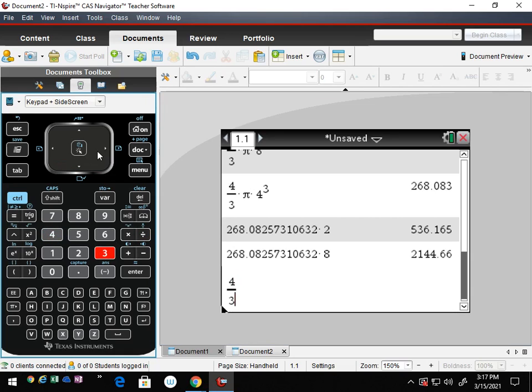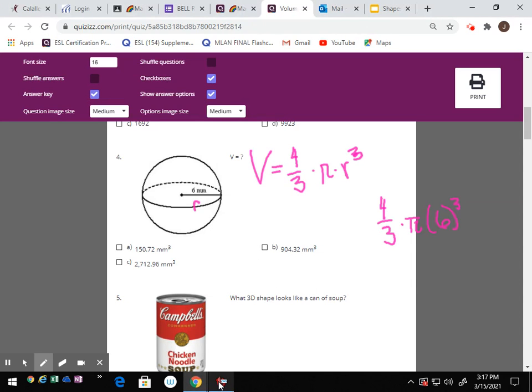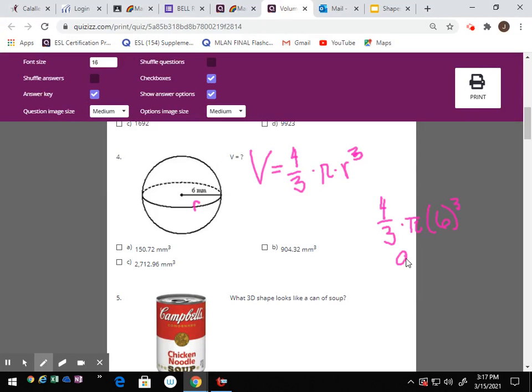4/3 times pi times 6, and then we're going to hit this little caret button right here, right next to the x squared, power of 3. And I get 904.8 if I round up. So let's go write that down. We have 904.8 volume, and we're working with our units, which is millimeters cubed. We look, see our answer choices. Answer choice B. So B is the correct answer for number 4.